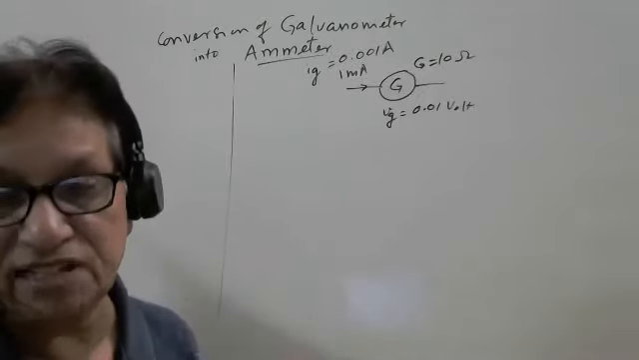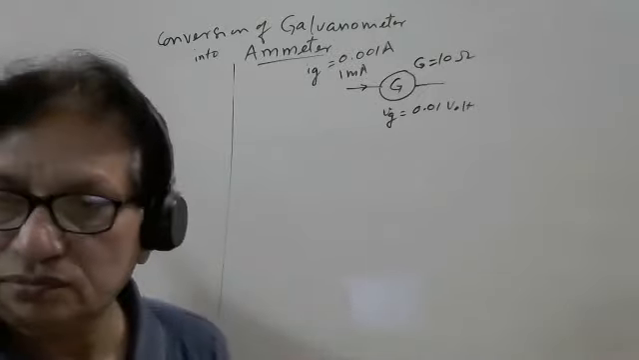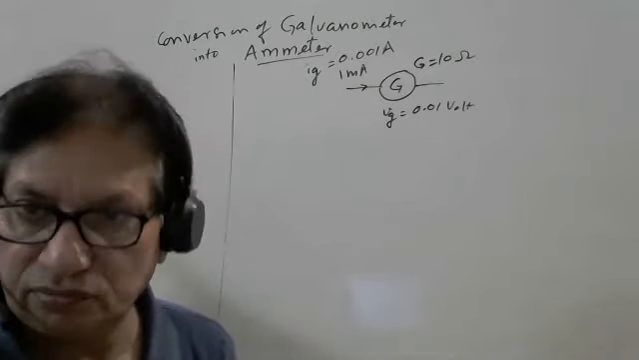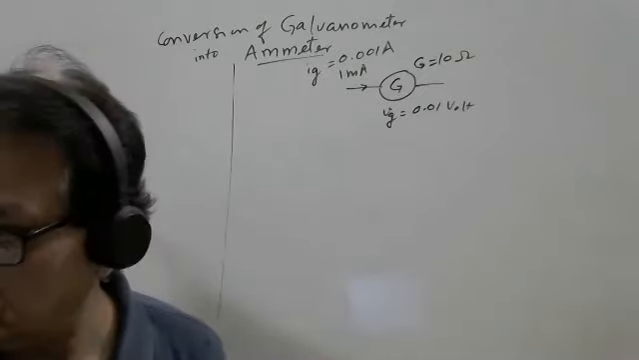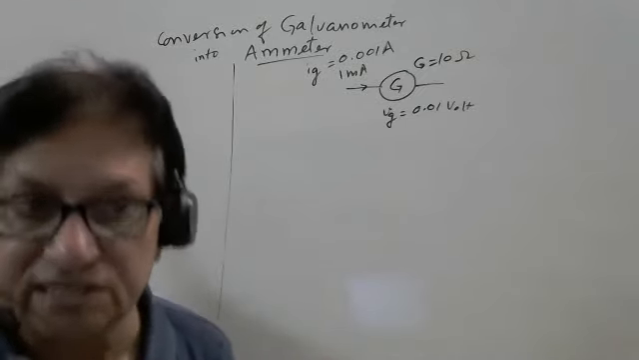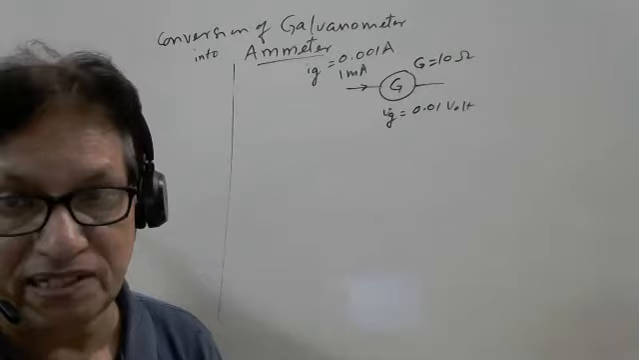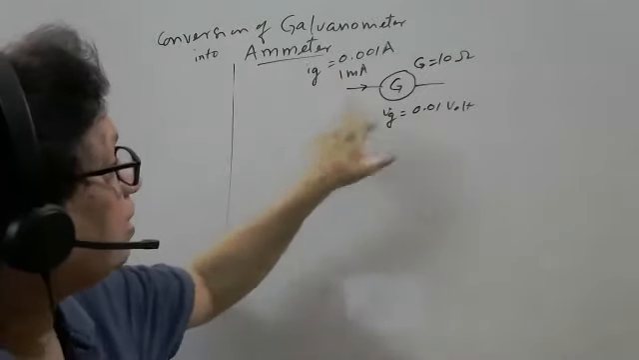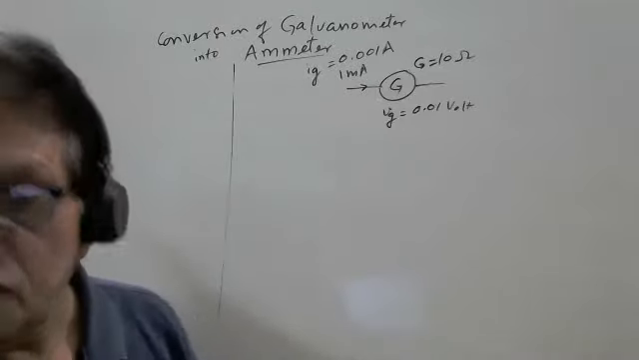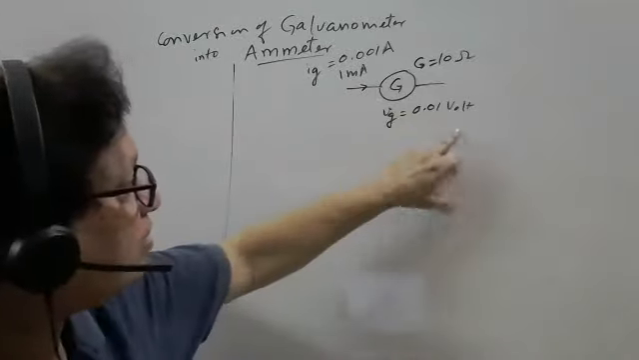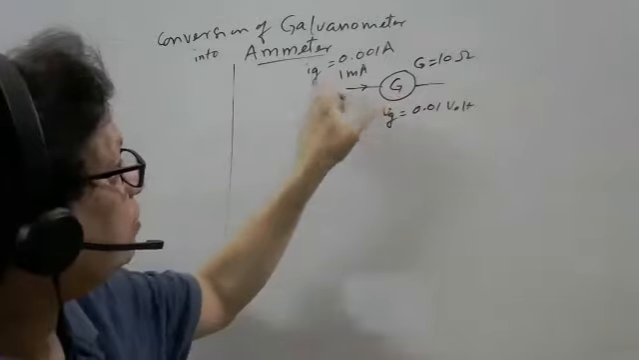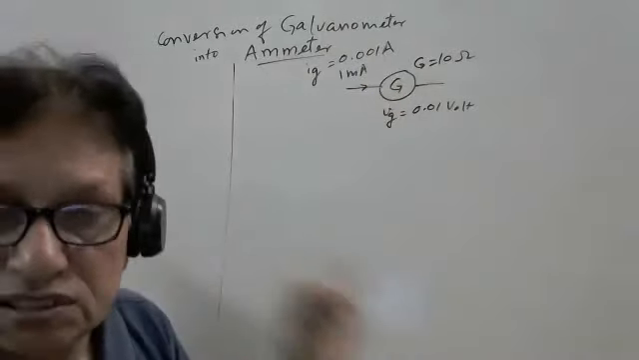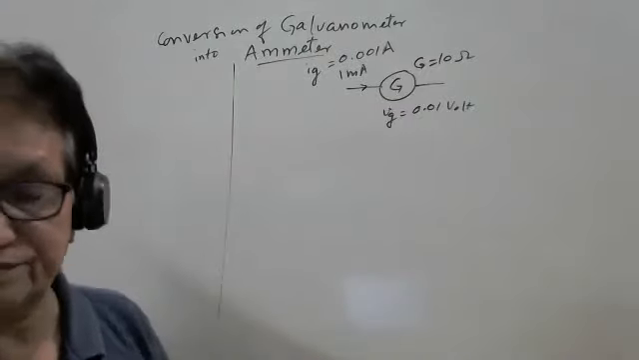Full scale deflection we are getting. Got this point? Full scale deflection. Got it now? Mind it, again repeating: full scale deflection by this galvanometer. It is not a voltmeter, but 0.01 volt across this and 1 milliampere current. This is the current and voltage for full scale deflection.